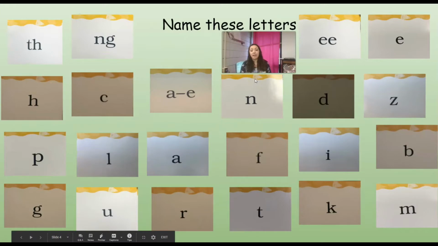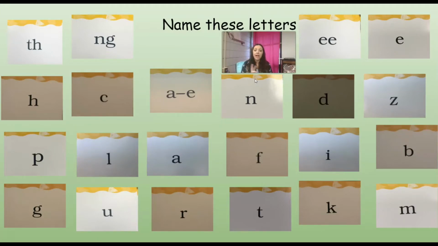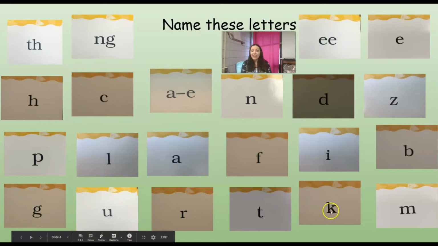These are the letter name cards that we have so far. So we've added some letters, we've added some digraphs, and we've also added some vowel teams or vowel digraphs too. All right, so we're going to point out and we're going to name it. Are you ready? So we have digraph TH, digraph NG, digraph EE, and this is special because it's a vowel digraph. Very good. Then we have E, H, C. Now remember how we're going to say this. We're going to say A, consonant E, because that dash is for the consonant. Then N, D, Z, P, L, A, F, I, B, G, U, R, T, K, and M.